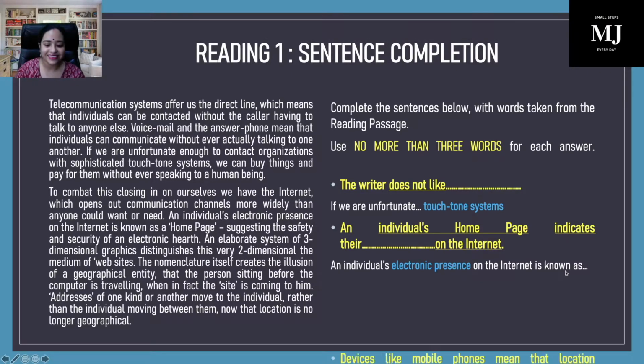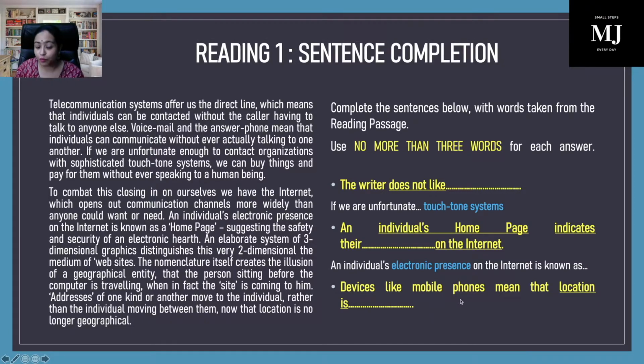Right? Third one. Devices like mobile phones mean that location is dash. So what can be the keywords? Location is. So clearly we have to look for location. Let's move ahead. An elaborate system. Of course, we are not going back again to the start. So an elaborate system of 3-dimensional graphics distinguishes this very 2-dimensional medium of websites. The nomenclature itself creates the illusion of a geographical entity. That the person sitting before, location.